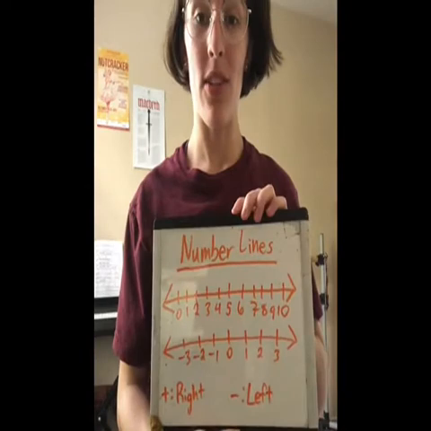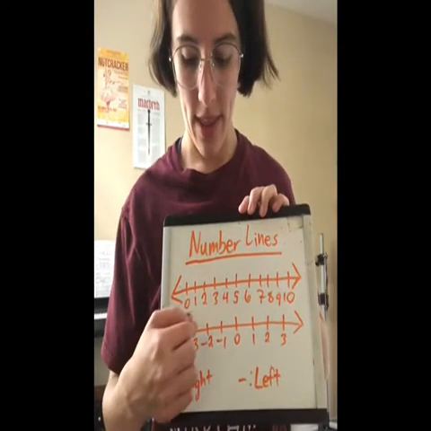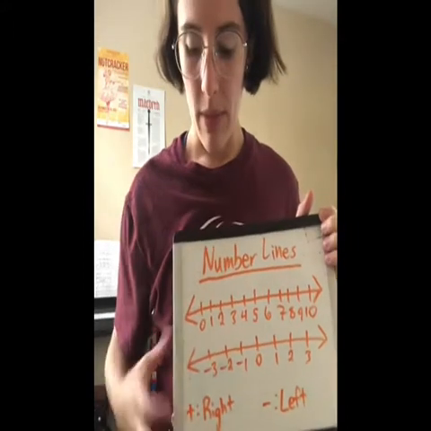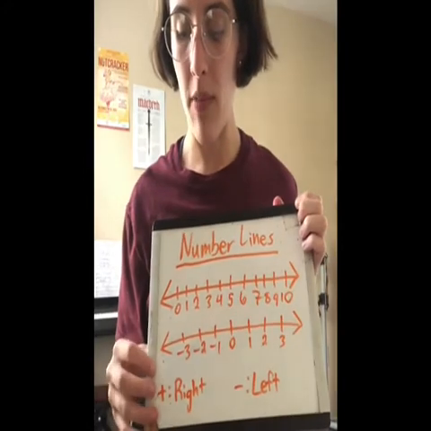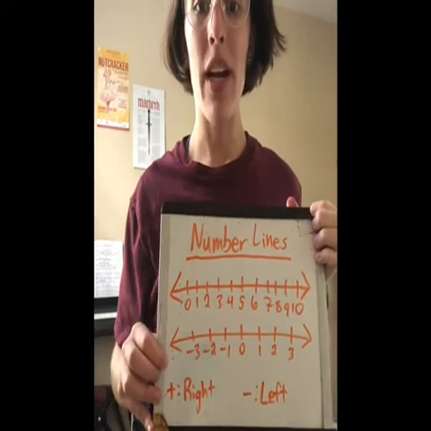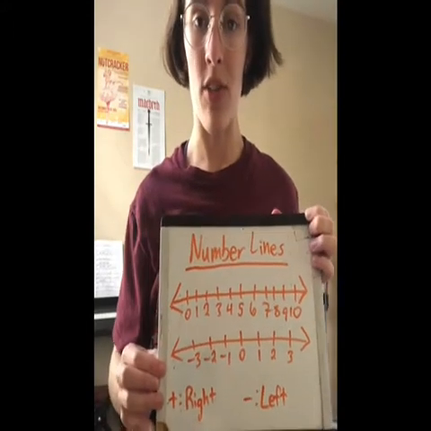Hi guys, today we're going to talk about number lines. So number lines look like this. They are horizontal lines with tally marks and different numbers below them in order. Sometimes you'll have number lines that are just positive numbers, and sometimes you'll have number lines that have positive and negative numbers on them. Number lines are really useful visual tools to help you whenever you're doing addition or subtraction problems.